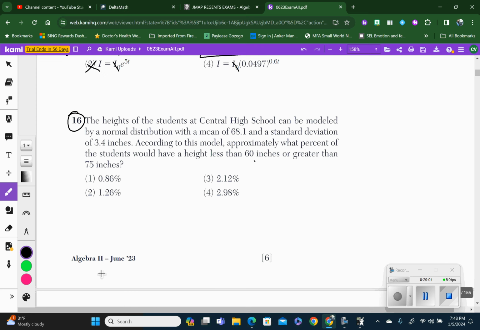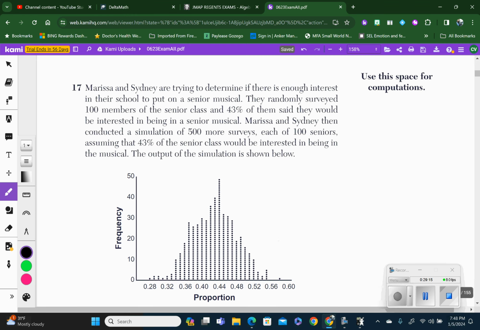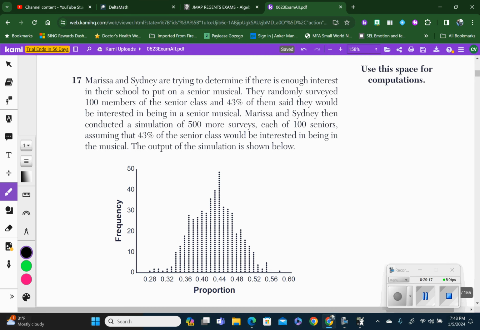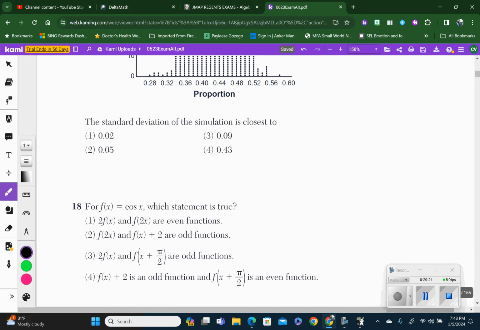So it says less than 60 inches or greater than 65 inches would have a height. So it is not going to be between 60 and 75. So, okay, fine. Let's skip that, in light of the fact that my Algebra 2 students have not done that yet. This one we haven't done, so let's skip that.